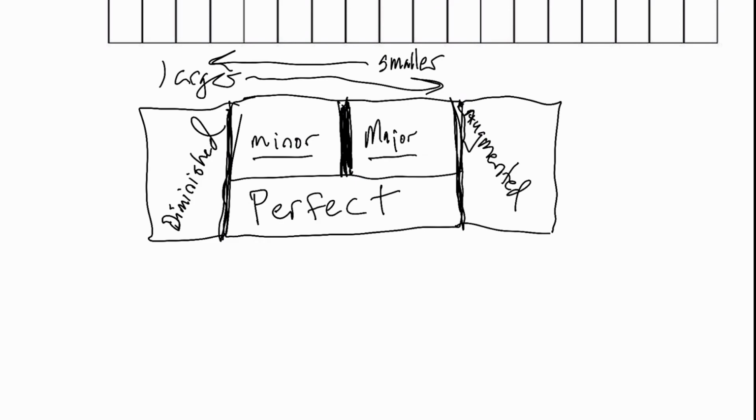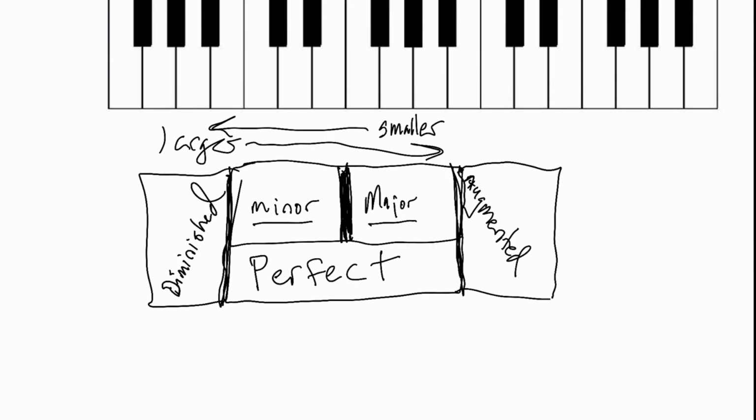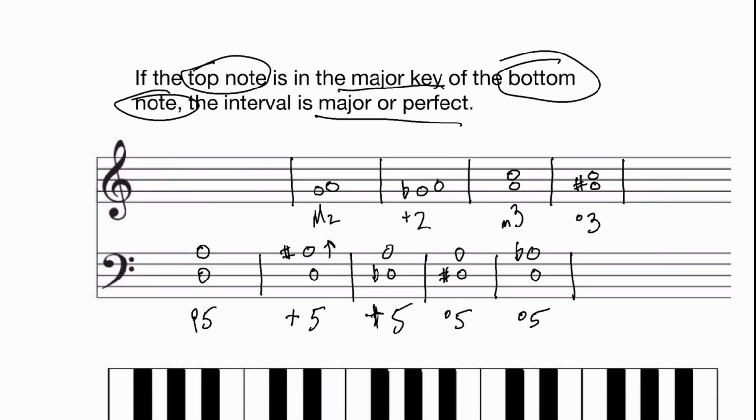So therefore, it is a diminished third. Look at the chart. If I have a minor interval, I make it a half step smaller, it becomes diminished. All right. Enjoy. Watch it over and over again.